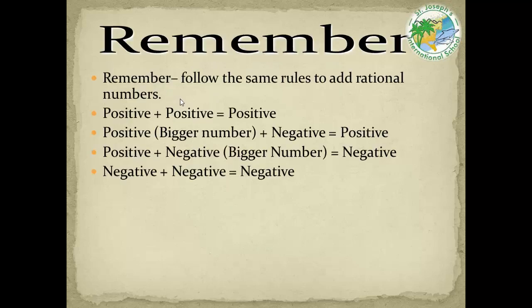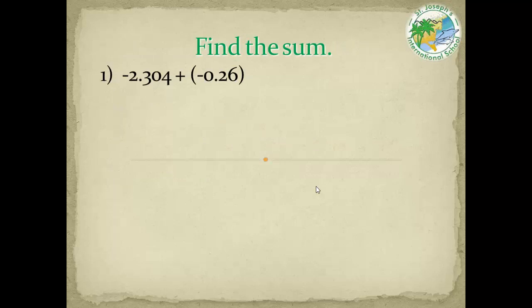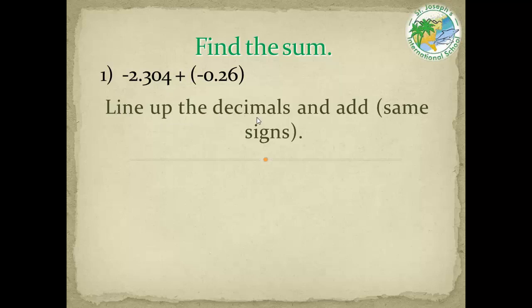Remember this rule: negative plus negative equals negative. Then line up the decimals and add same signs. Negative, we write negative. 2 plus 0 equals 2. 3 plus 2 equals 5. 0 plus 6 equals 6. 4 plus nothing, or here 0, is 4. Then the final answer equals negative 2.564.